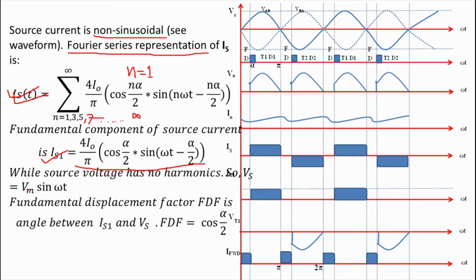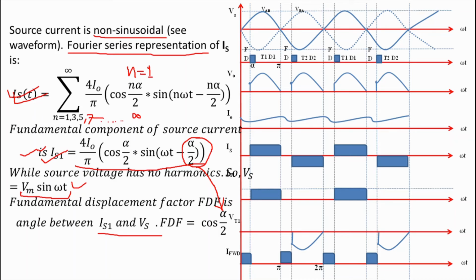Now you can see that the source voltage is Vm sin omega t. If we compare it with the source voltage, we can see that the phase difference between the fundamental component of source current and source voltage Vs is alpha by 2. So we can say that the fundamental displacement factor is equal to the cosine of the angle between the fundamental component of source current and source voltage, and that angle is alpha by 2. So the cosine of this angle is cos alpha by 2. So the fundamental displacement factor will be equal to cos alpha by 2.